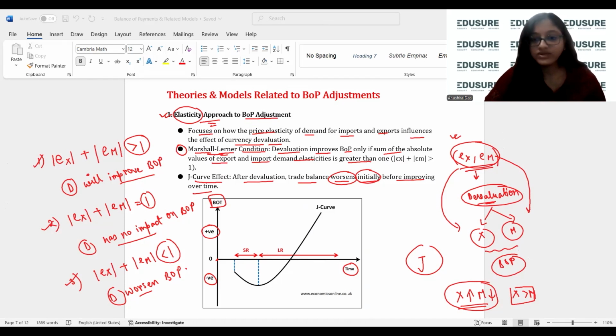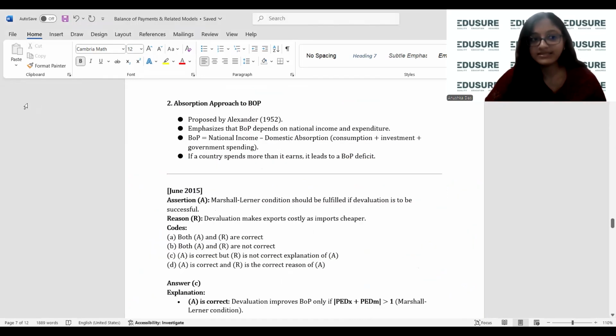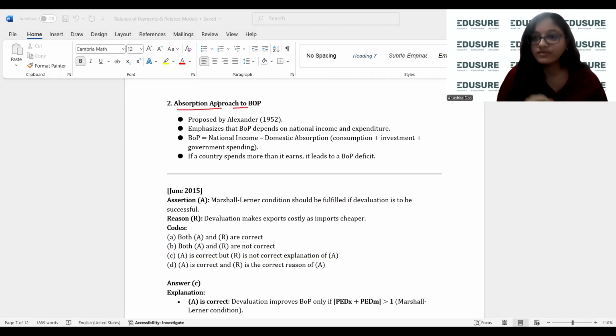Now let us go into the second approach, which is known as the absorption approach. This is also a BoP adjustment approach. The first one is the elasticity approach, the second one is the absorption approach. This approach was proposed by Alexander in the year 1952.